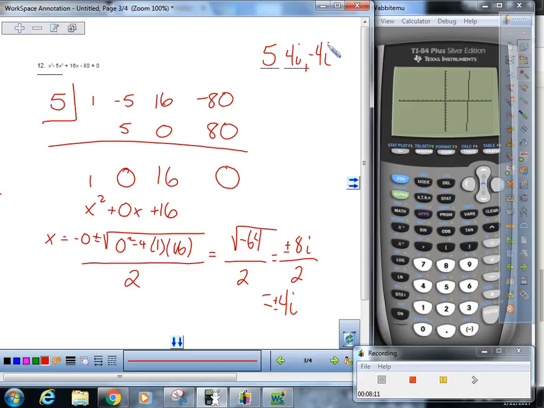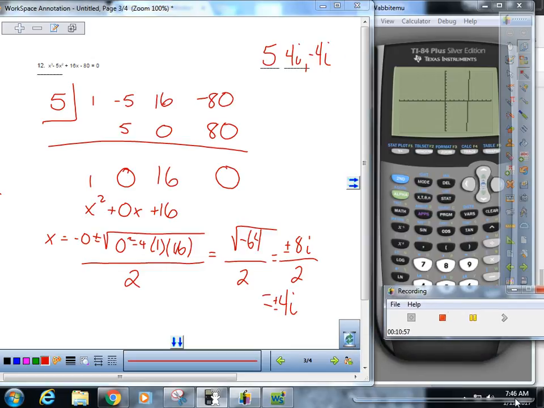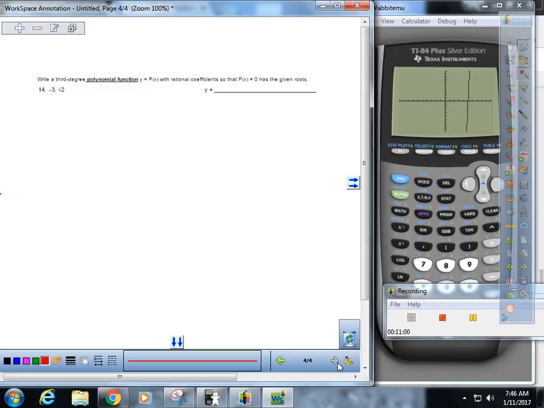Now let's do one more real challenging one together. And that'll be number 14. Okay? Write a third degree polynomial function. Well, it only gives us two roots. And this is the trick. Since radical 2 is an answer, so is negative radical 2. That is called the conjugate root theorem.